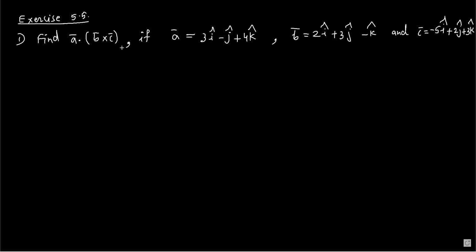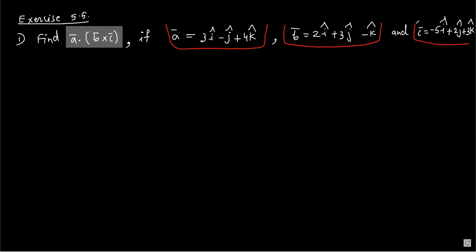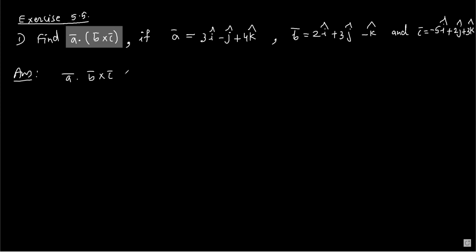They say find a bar dot b bar cross c bar. See, you have to find the scalar triple product of a bar, b bar, c bar. They give you the vectors a bar, b bar, and c bar. I know how to find the scalar triple product with the help of a determinant. So I will begin with my answer. Here I have a bar dot b bar cross c bar equals, what will I write?